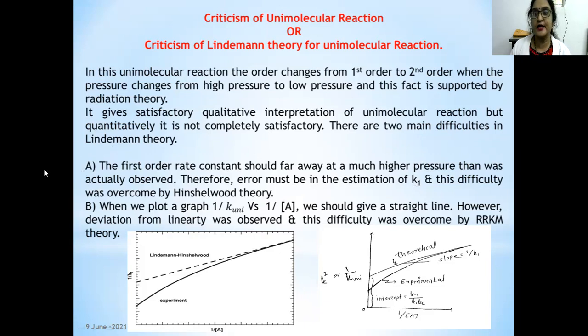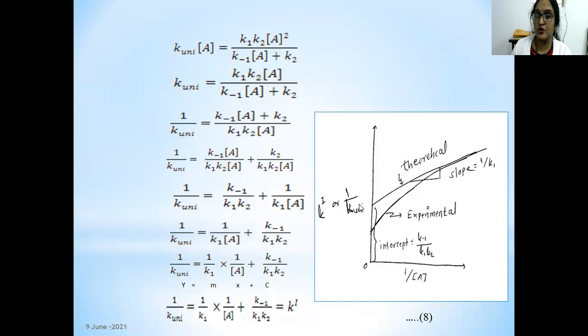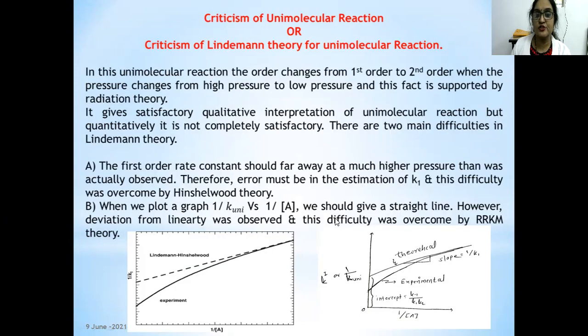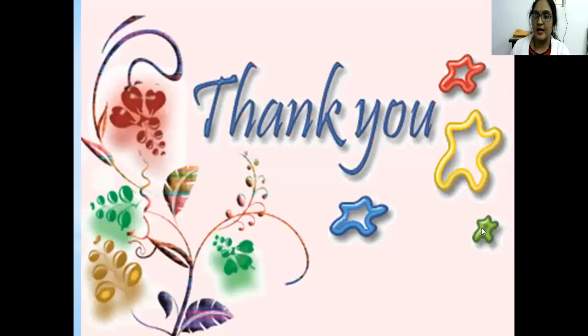And the second drawback of the Lindemann theory is that when we plot a graph of 1 upon k uni versus 1 upon A, theoretically we should get a straight line. However, deviation from linearity was observed; experimentally we will get this type of curve, and this difficulty was overcome by the RRKM theory. So to remove the first difficulty, we have to study the Hinshelwood theory, and to overcome the second difficulty, we have to study the RRKM theory.